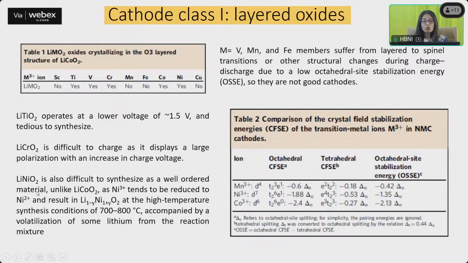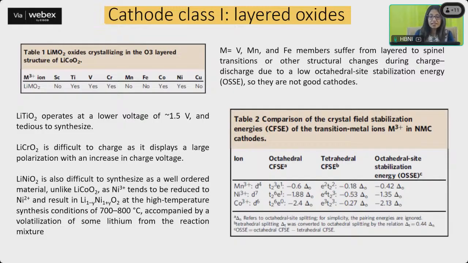What happened to LiNiO2? It is very difficult to synthesize, and you also have to remember that when you are having LiNiO2, this Ni has to be in 3 plus form. But Ni doesn't want to be in 3 plus form, it tends to get reduced to Ni2 plus, and if it reduces to Ni2 plus, then automatically some amount of lithium has to come out, so that it cannot sustain the original amount of lithium which was there in LiNiO2. So at high temperature synthesis condition, some amount of lithium gets volatilized, and obviously if you're having less lithium, there is going to be a problem in your ultimate battery formation.